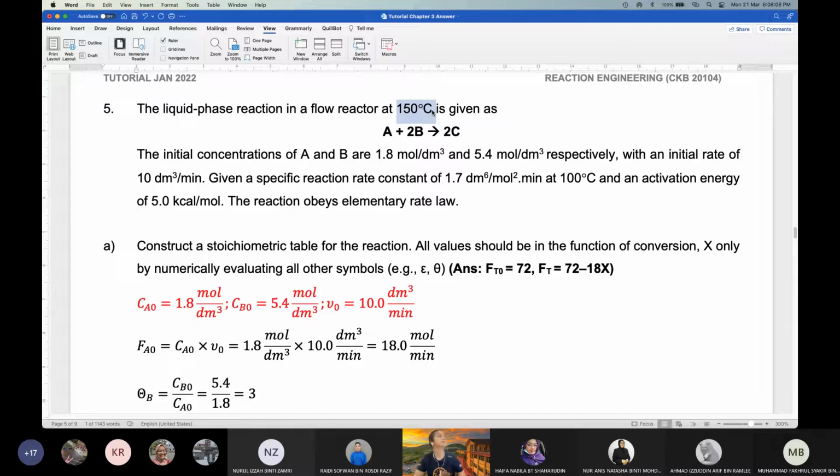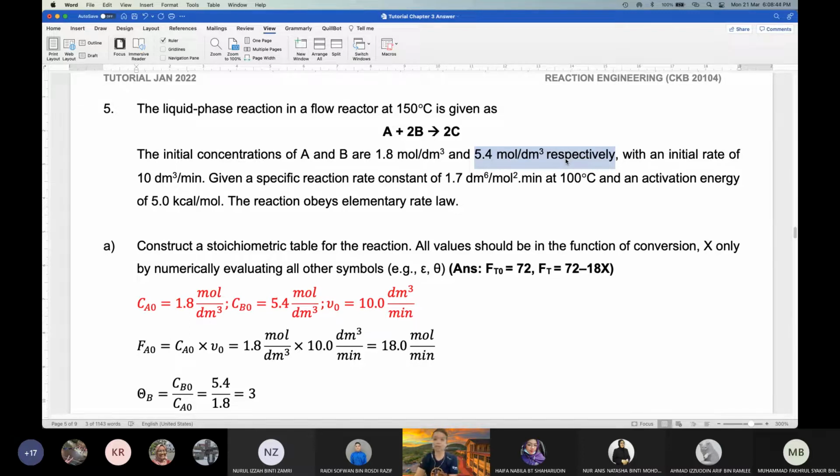Okay, done. Next, dia kata initial concentration of A and B are 1.8 mole per dm cube and 5.4 mole per dm cube respectively. So they give us the initial amount, tapi initial amount dalam bentuk concentration. So they tell us CA0 1.8, CB0 5.4. Again I repeat. They give us CA0 1.8, CB0 5.4. CB0 apa? Initial concentration of B.